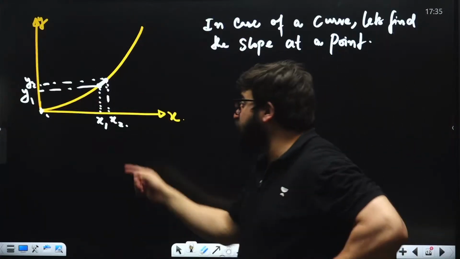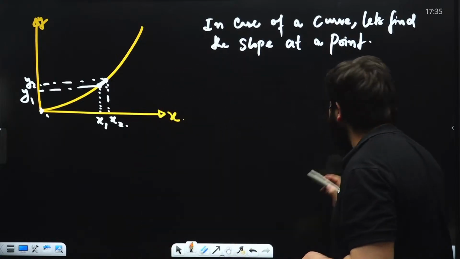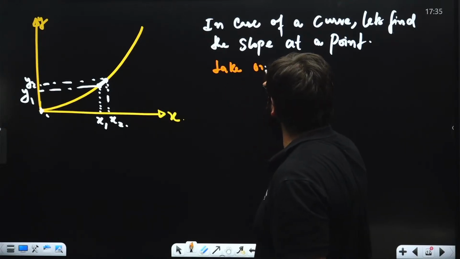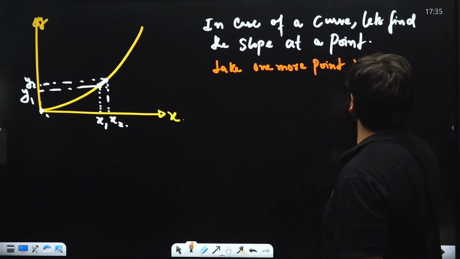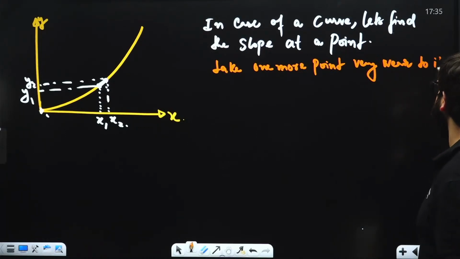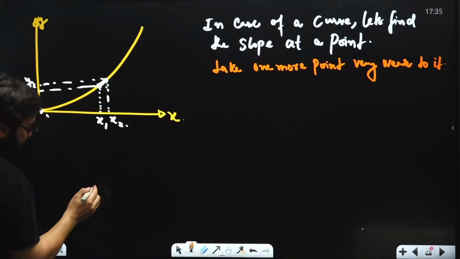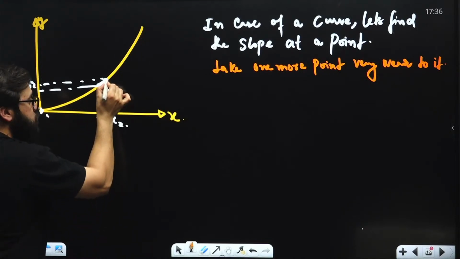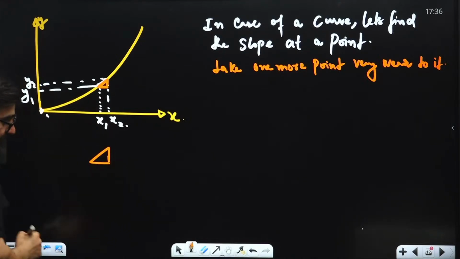How do we find it? If we have to find the slope at one point, I am saying take one more point very near to it. Now let me make this line in a zoomed view. We will get a small triangle over here. This is the triangle.